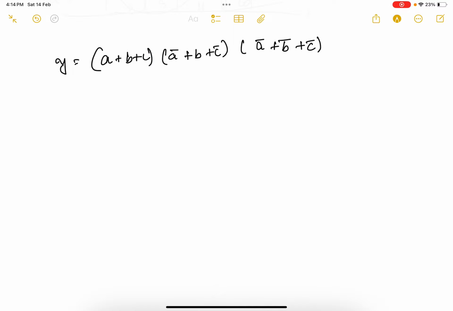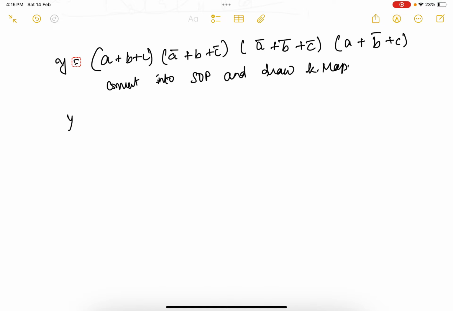Now we will see one more thing. For example, y equal to, you have been given an expression like this, that is (A bar plus B plus C bar) into (A bar plus B bar plus C bar) into (A plus B bar plus C). Convert into SOP and draw a K-map.